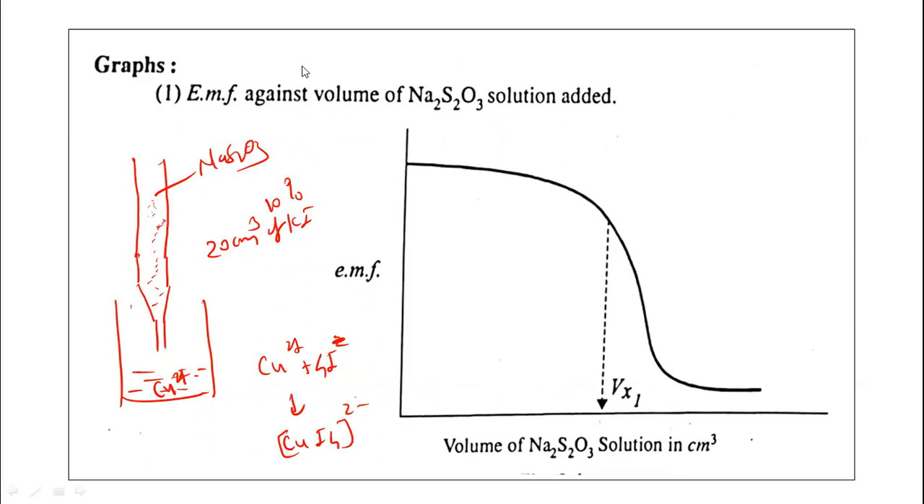So for that purpose, we have to construct the cell. And with the help of that cell, by performing the titration with sodium thiosulfate solution from the burette, we can record the EMF, we can measure the EMF, and after plotting the graph, we can determine the equivalence point of the titration, and that Vx should be kept into the equation, and we can determine the amount of the copper present in the given solution.